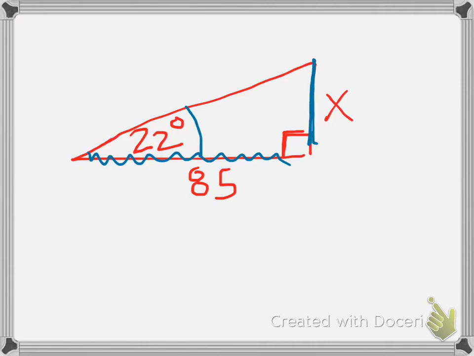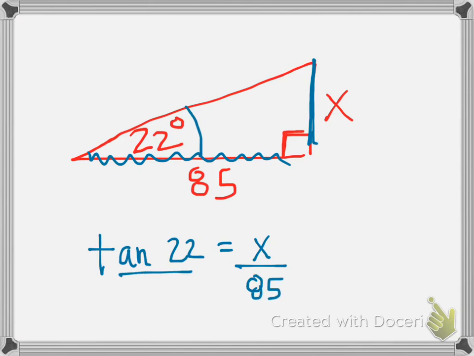So here's how I set it up. Tangent 22 is opposite over adjacent. Remember that tangent and cosine and sine, they have no meaning unless you put an angle with them. So then to solve this problem, for now, I'm going to make sure I'm in degrees, because my problem was 22 degrees.